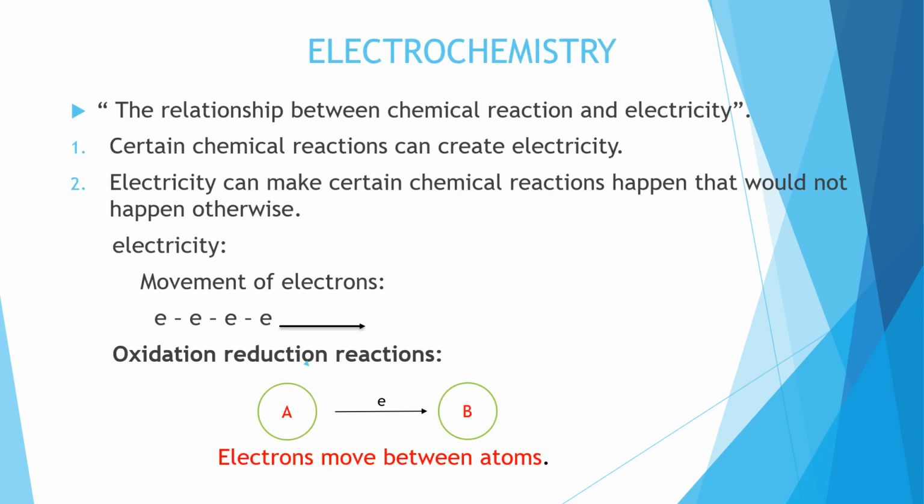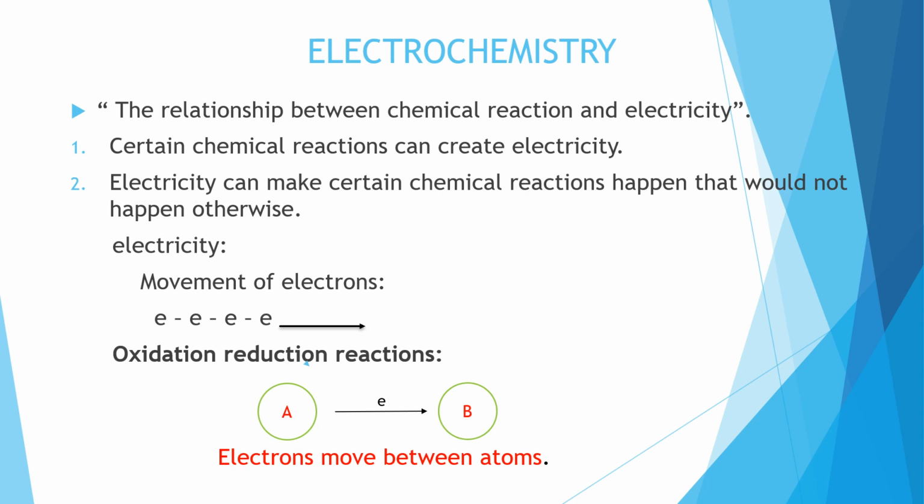What is electrochemistry? The relationship between chemical reaction and electricity is known as electrochemistry. When we study electrochemistry, there are two main ways that electricity and chemical reactions interact with each other. First one is certain chemical reactions can create electricity. Electricity can make certain chemical reactions happen that wouldn't happen otherwise.